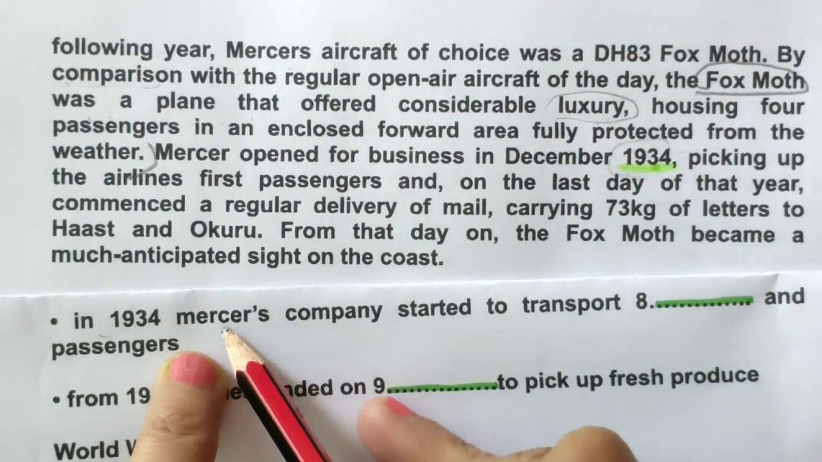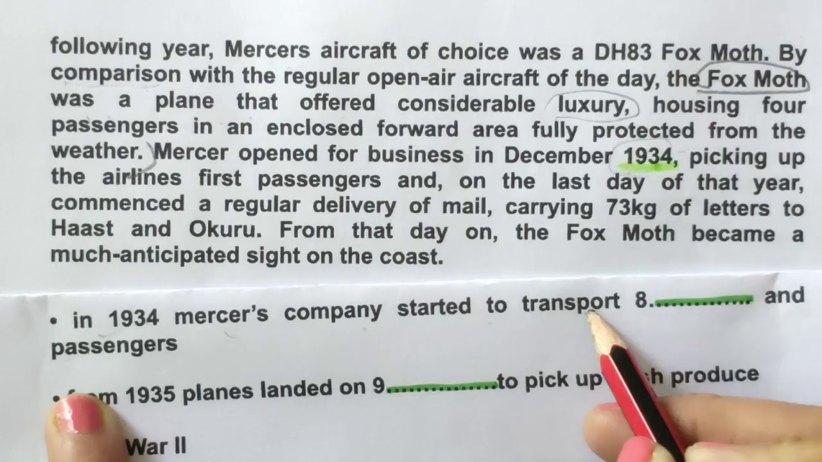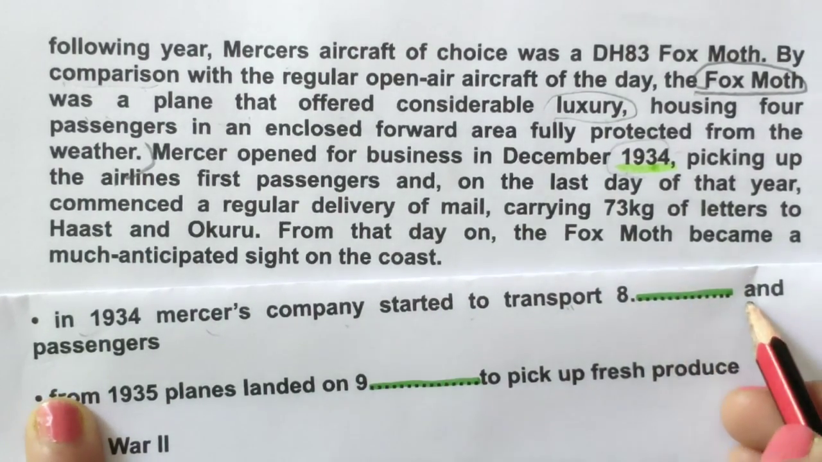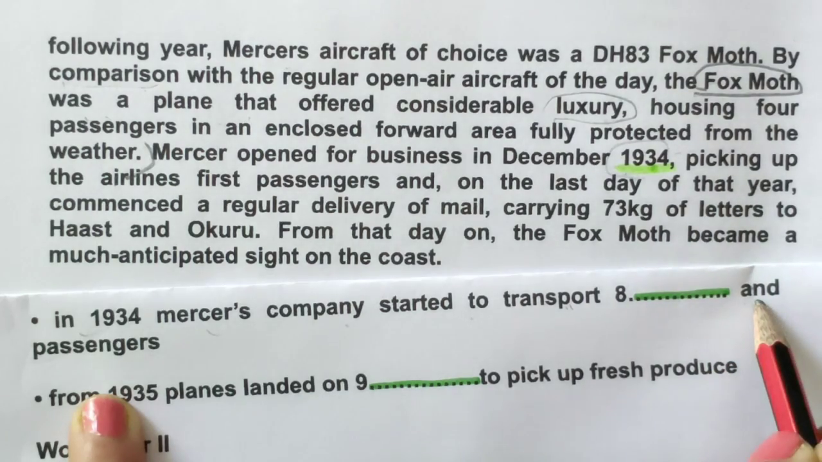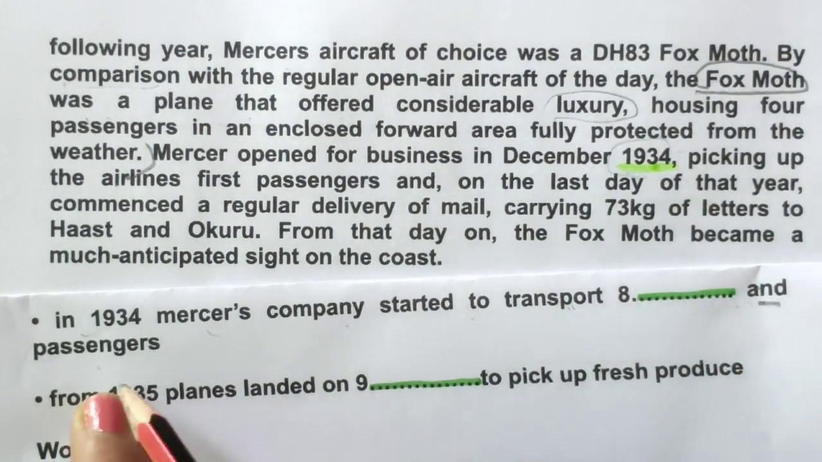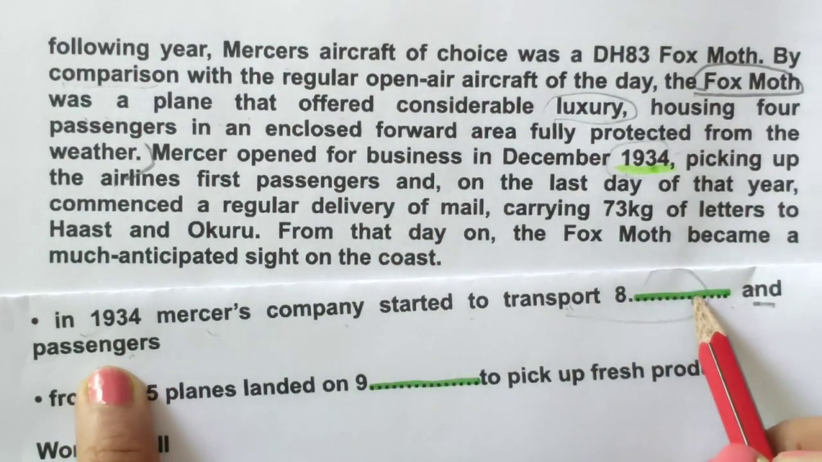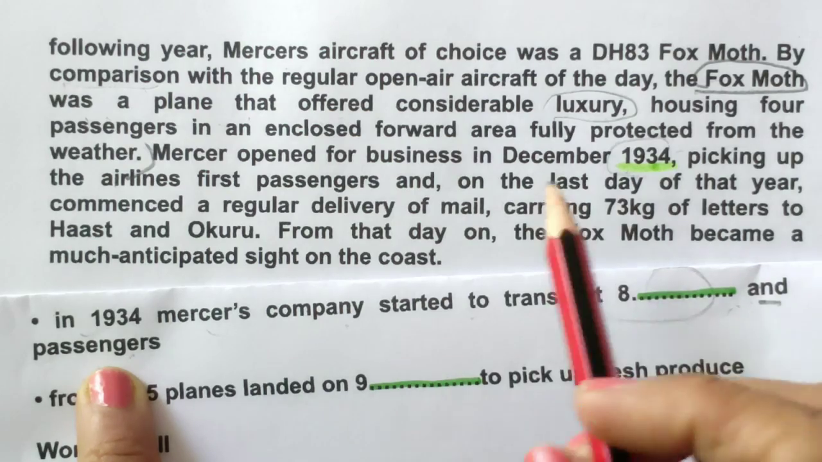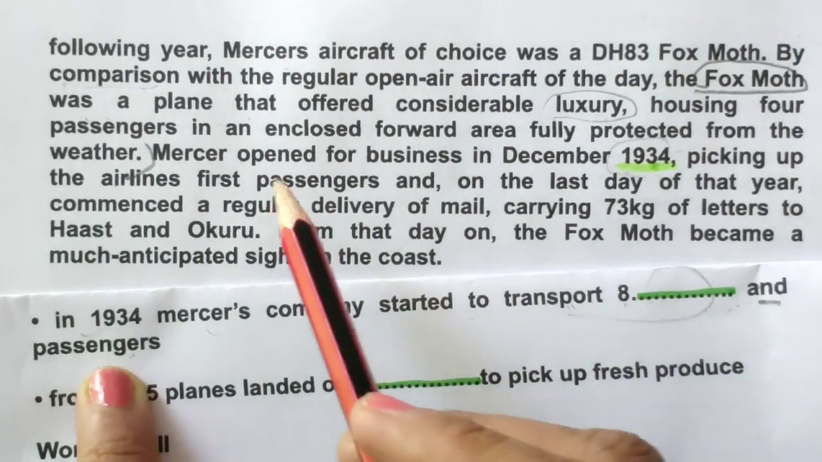1934 is here. Mercer's company started to transport blank and passengers. So this sentence structure is important. You should find it accordingly. So the blank is here, and after the blank, and passengers. So definitely in the sentence structure they will talk about passengers first, and whatever the blank answer is, they will talk about second. Mostly they are doing it like that in fill in the blanks.